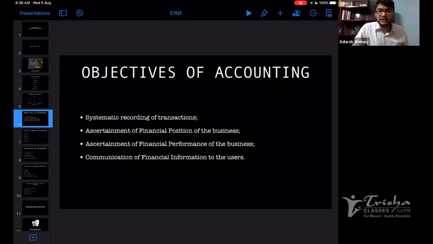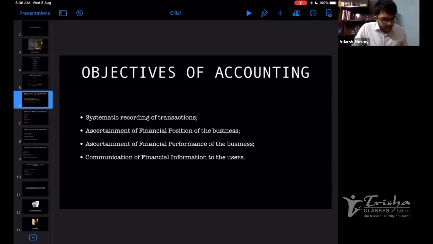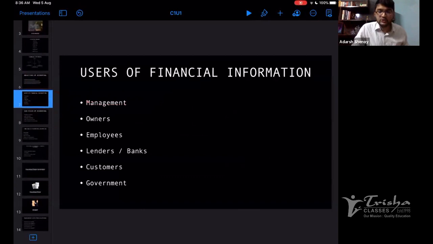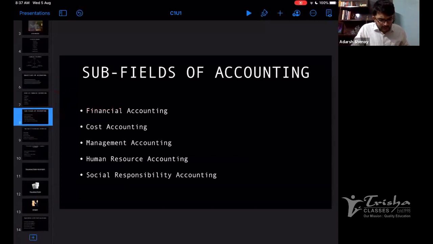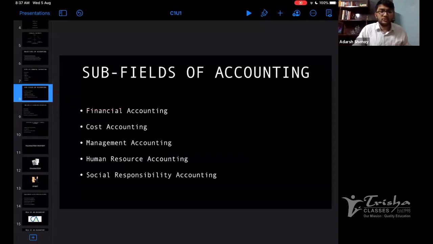Objectives of accounting: systematic recording of transactions, ascertainment of financial position of the business, ascertainment of financial performance of the business, communication of financial information to the users. 4 points we discussed. Users of financial information, we discussed all this in depth. I told you management, owners, employees, why do they use the information also we discussed. Subfields of accounting: financial accounting, cost accounting, management accounting, human resource accounting, and social responsibility accounting. So these are the five subfields of accounting.